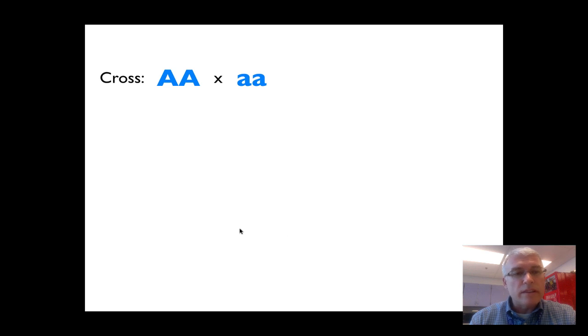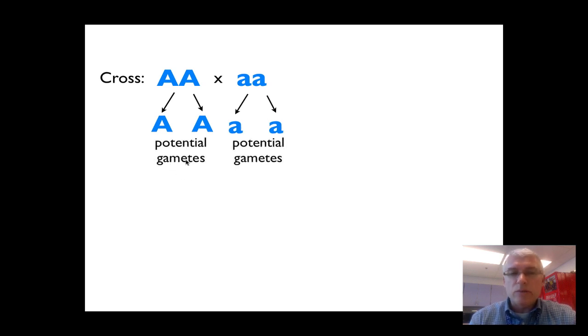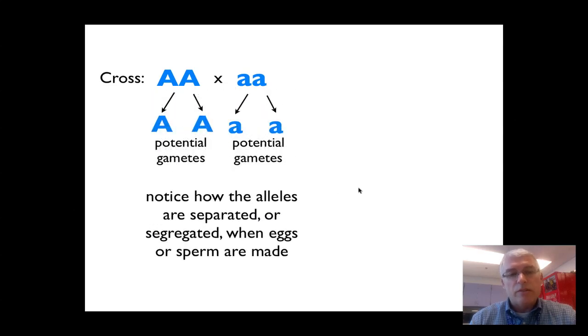So let's do some crosses here. In this first cross, we're going to cross a big A individual with a little a individual. So according to Mendel's law of segregation, in this individual, these two alleles have to get away from each other. So they're going to separate. They could be egg cells or sperm cells. And this individual's alleles are going to have to separate also into a single little a and a single little a. Now these are potential gametes. These could be egg or sperm, and these could be egg or sperm. And we're going to need to combine one of each to make the future generation. So notice that these alleles are now separated, and they're segregated when eggs or sperm cells are made.